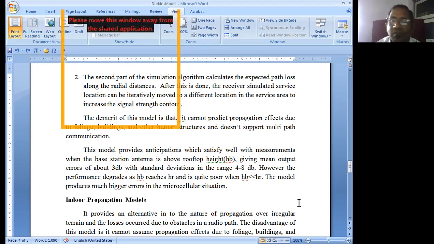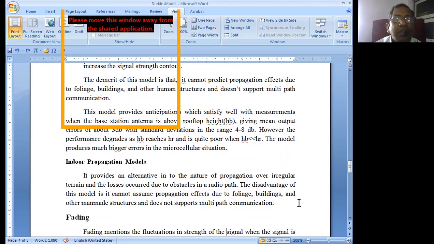this particular Durkin's model. The next concept is going to be indoor propagation models. These indoor propagation models are also going to provide an alternative into the nature of propagation over irregular terrains. So one model is Durkin's model, the alternative model is the indoor propagation model.